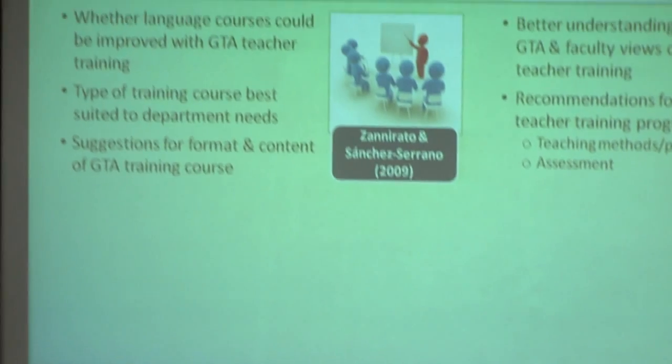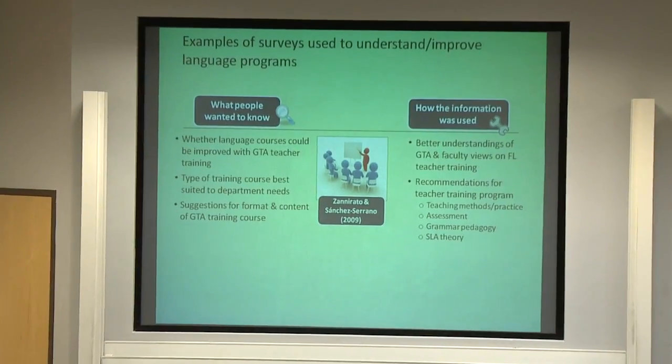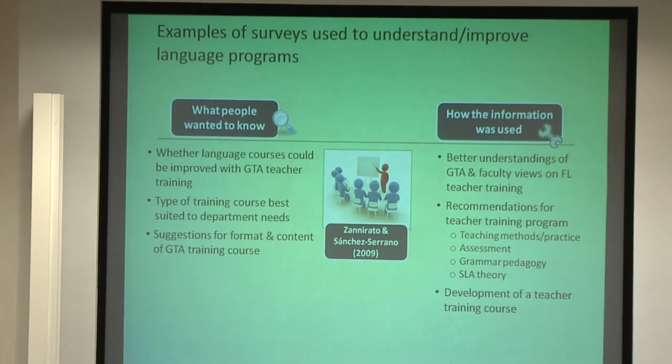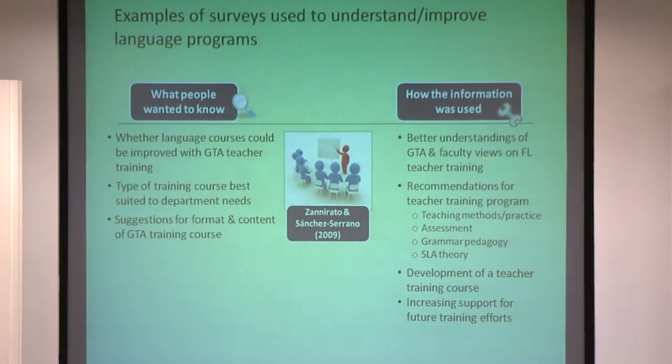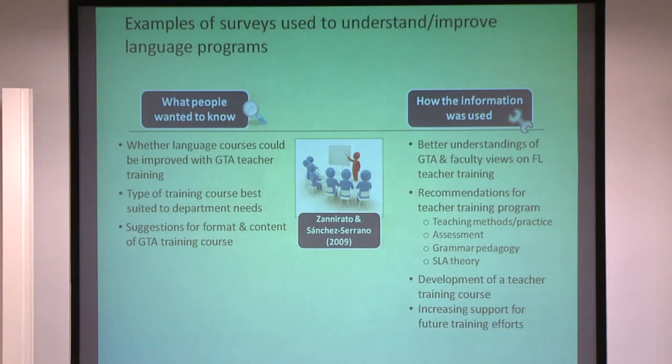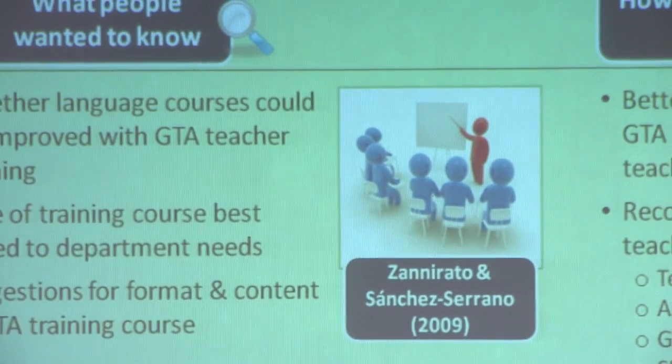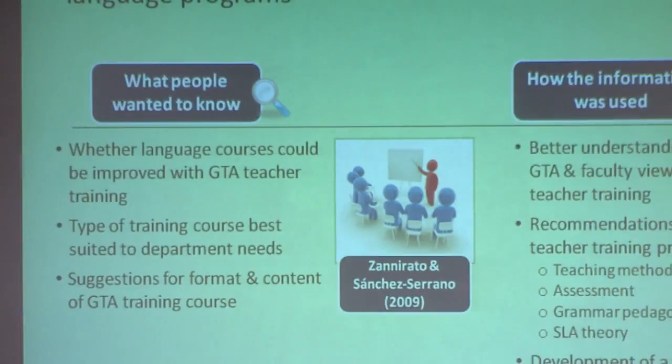They used a survey to find out about these things. And how was the information used? They generated better understandings of graduate teaching assistants' and faculty views on foreign language teacher training. They got some recommendations for a teacher training program on the topics of teaching methods and practice, assessment, grammar pedagogy, SLA theory. These things should be a part of the teacher training program. This is the recommendation. And in fact, they developed, finally, a teacher training course. And another thing, they increased support for future training efforts. So by doing this, they generated some support from administration to engage in similar efforts.